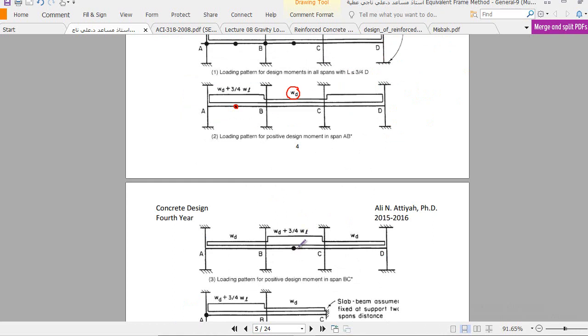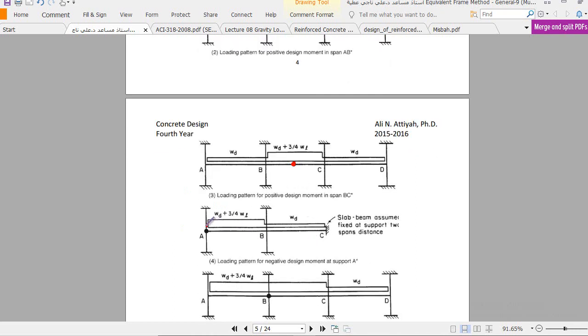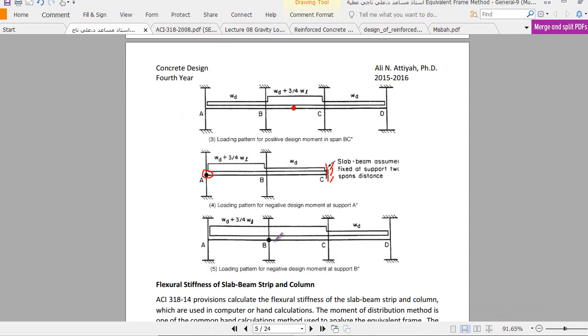Now for the next, if you are interested to find the maximum positive moment at this location, you have to apply your full dead load over all the spans, plus at this span you have to apply your 3/4 live load. And if you are interested to find the maximum exterior negative moment, you have to ignore all the supports, you have to choose two spans, and this joint should be considered to be fixed, while there should be only dead load. Okay, the two spans should be loaded with dead load, while this span should be loaded with 3/4 of live load.